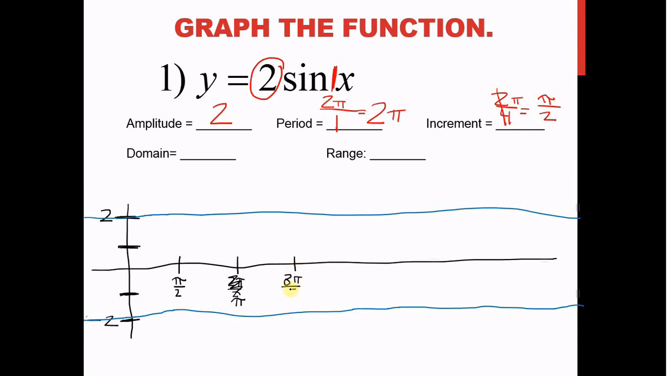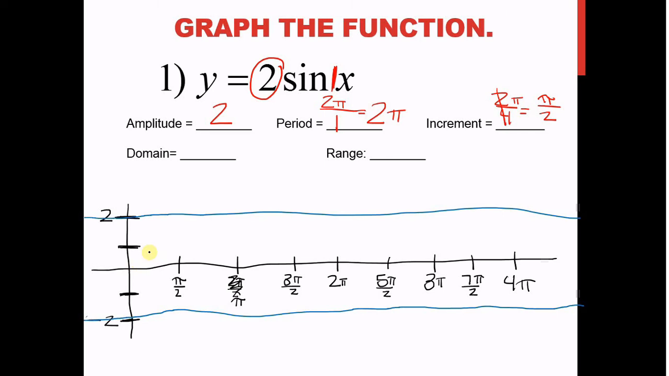3 pi over 2. I'd get 4 pi over 2. 4 pi over 2 is the same as 2 pi. I would have 5 pi over 2, 6 pi over 2, 3 pi, and you might start seeing the pattern here. So I'll go 7 pi over 2, and whoop, I got a little carried away. Not 8 pi, but 4 pi. There we go.